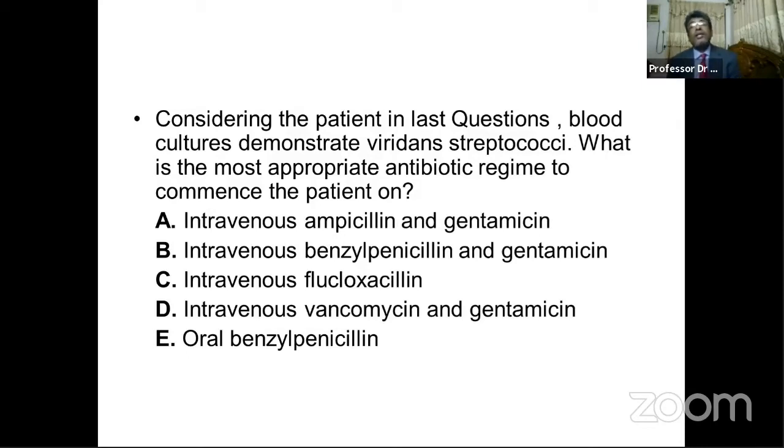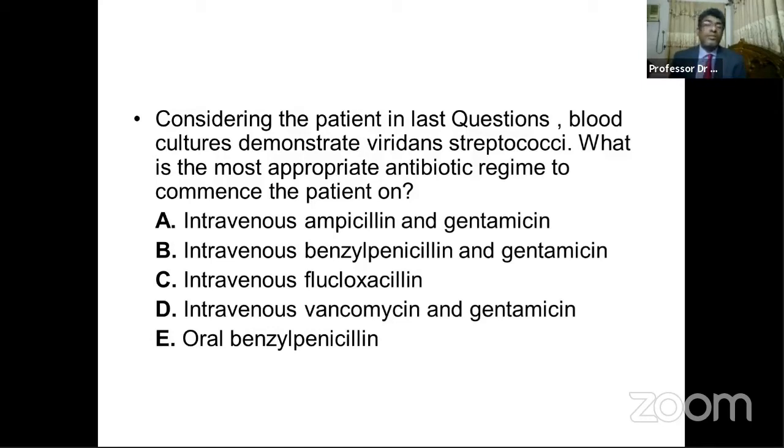Now, if the patient's blood culture grows viridans streptococcus, what is the most appropriate antibiotic the patient should get? Intravenous ampicillin and gentamicin, intravenous benzylpenicillin and gentamicin, intravenous flucloxacillin, intravenous vancomycin and gentamicin, or oral benzylpenicillin. Among these 5 options, it is clear that the patient should get intravenous benzylpenicillin and gentamicin. This patient has infective endocarditis, so there is no option of oral antibiotics here. So this patient should get IV antibiotics. Among the IV antibiotics, as the organism is viridans streptococci, penicillin is very sensitive to this organism.